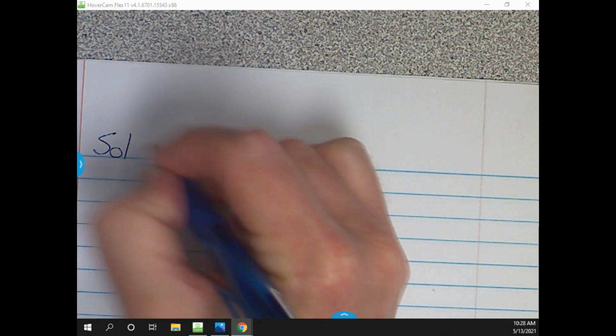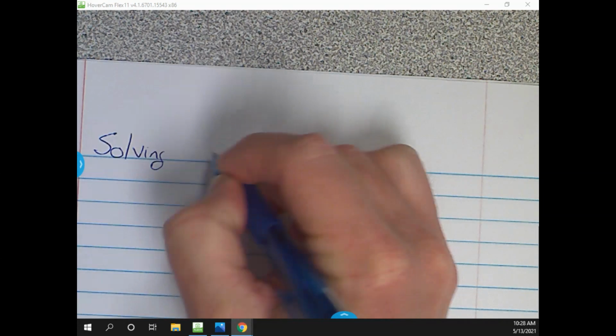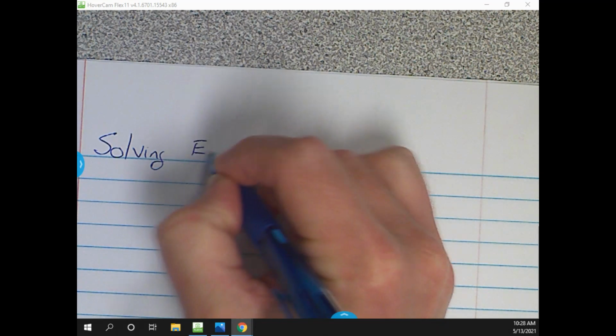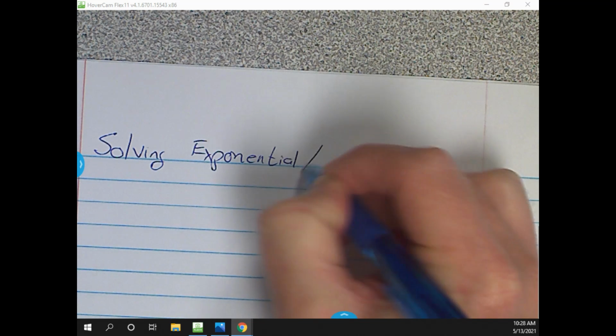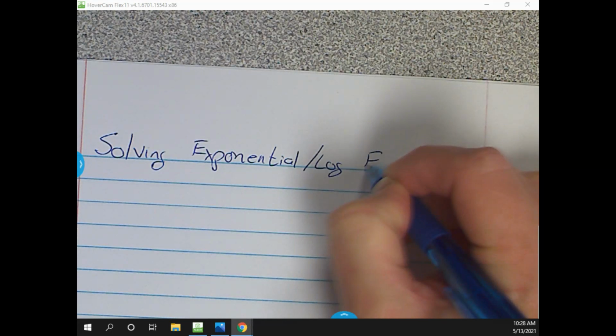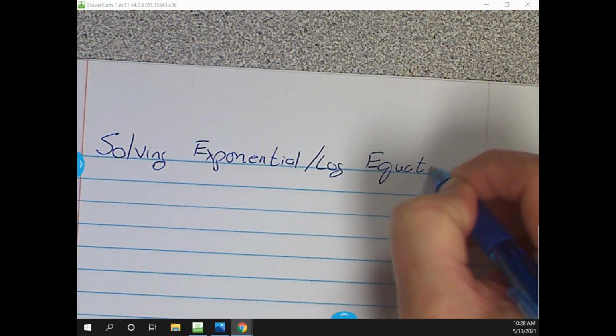All right, so big difference today. What we're going to be doing is solving exponential equations, which still has some of the same things we've been doing, but there'll be a couple of new things that we'll add into it. And some of this will look the same as what we've done the last couple of days. There'll be some parts of it that'll be new.